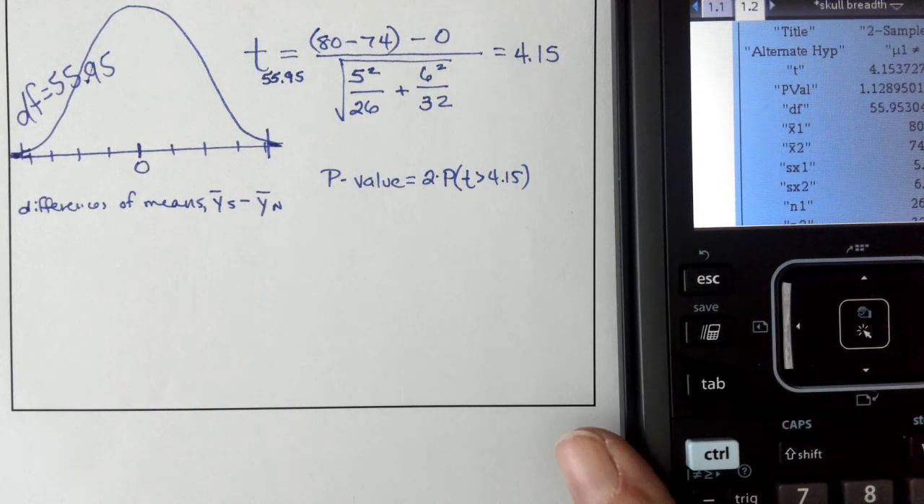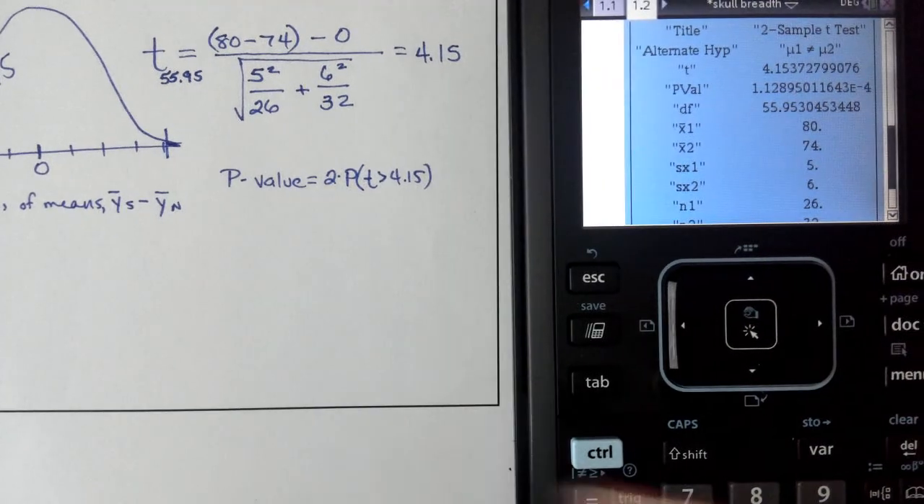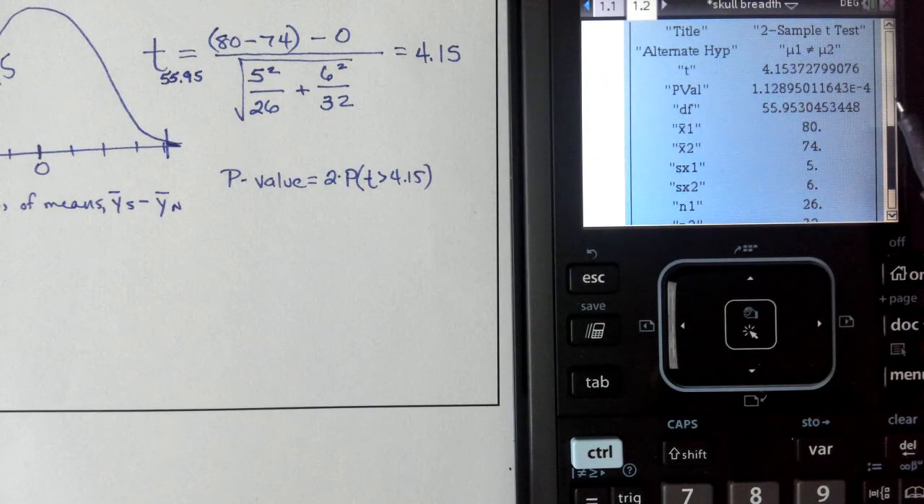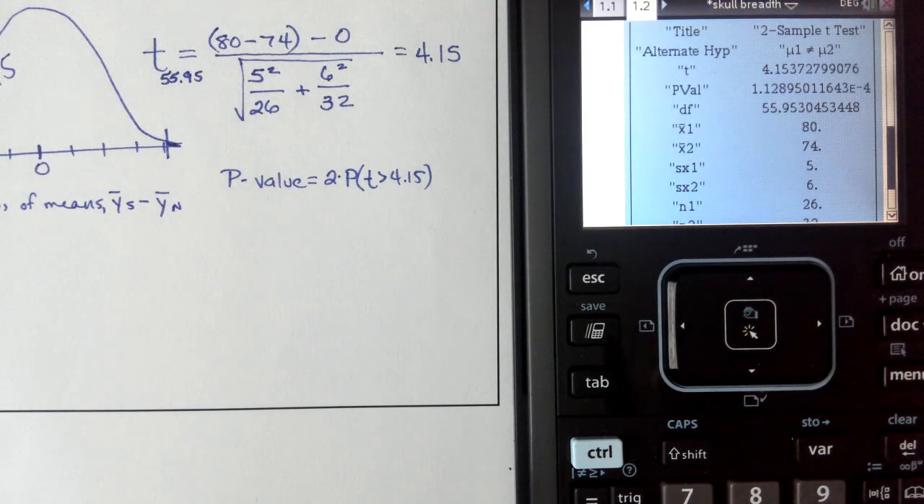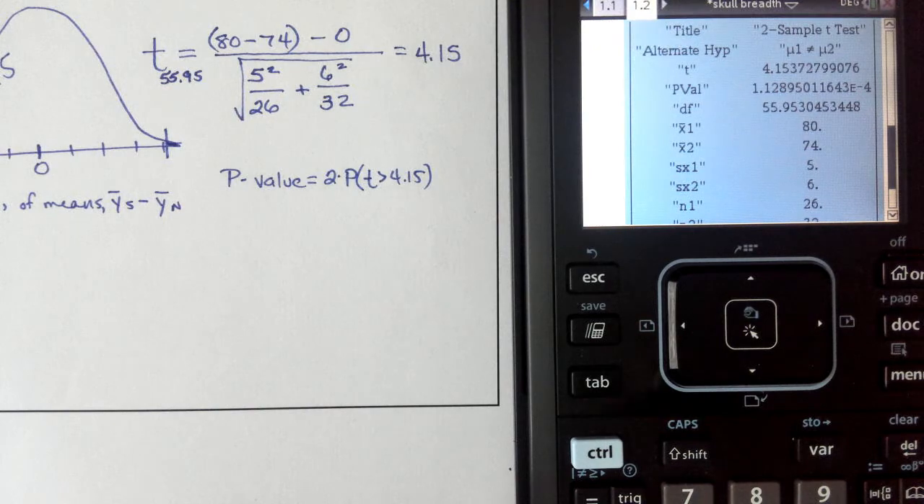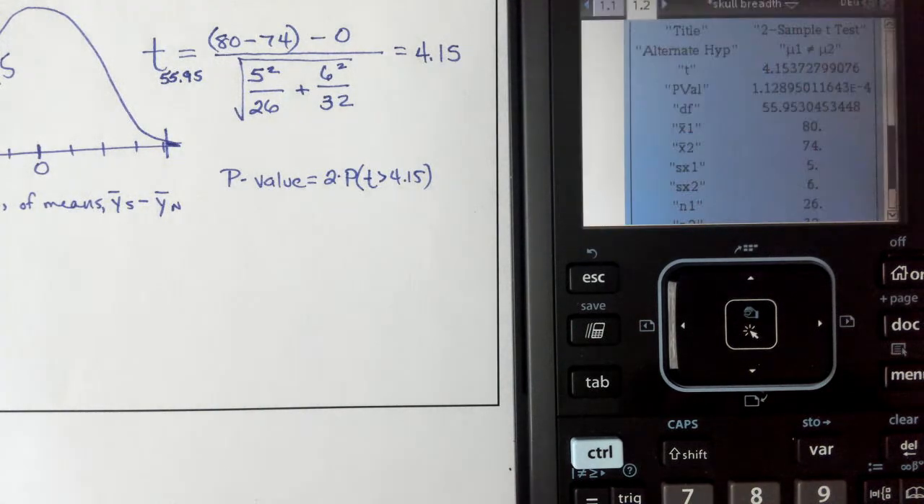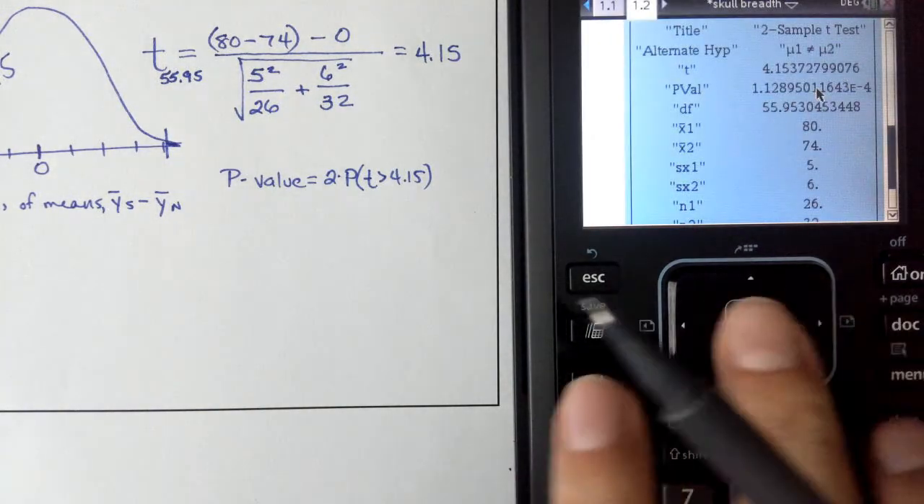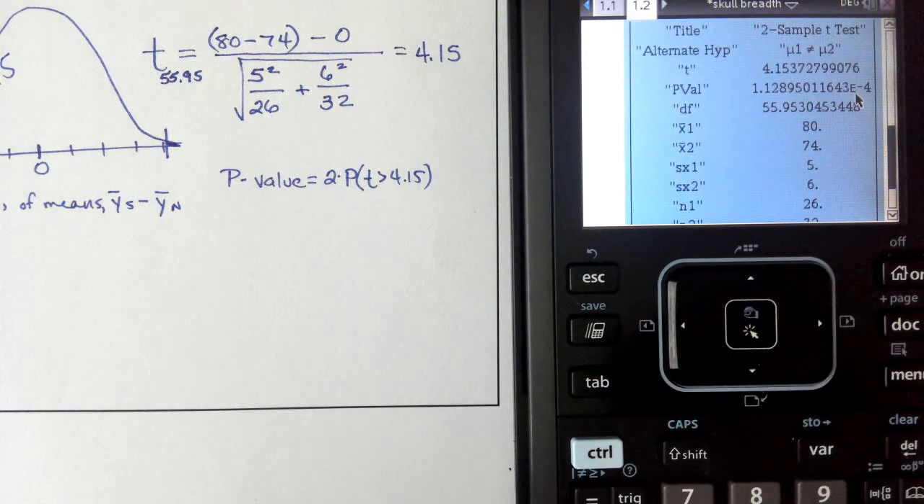Oh, you can't see it. Let me scoot that over. Times 10 to the negative 4th. So we should be looking for something really, really small, and 1.1 can't be the correct answer because it's a probability. You can't have probability bigger than 1. So make sure you're looking for that scientific notation detail over here.